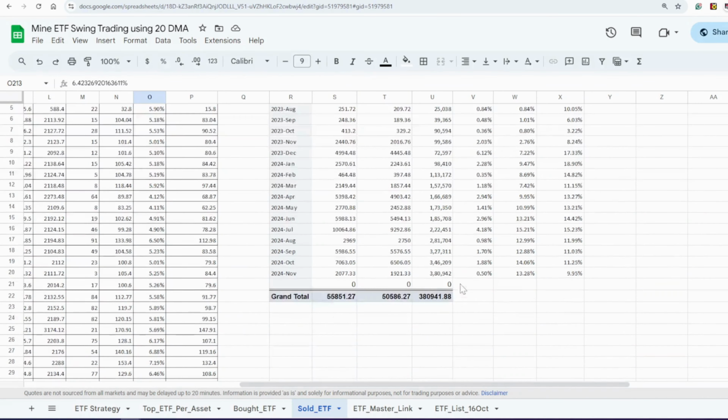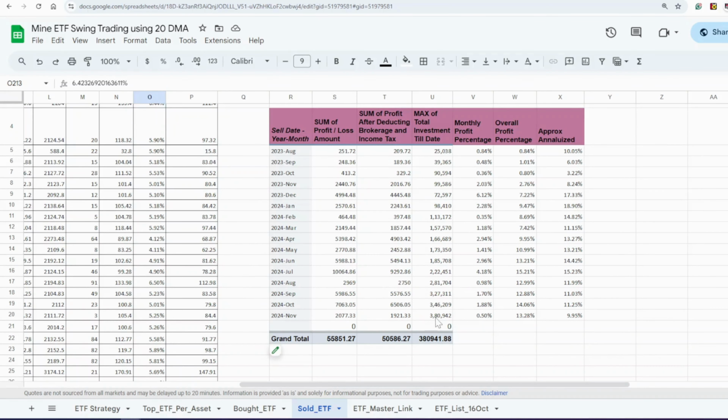And if I show you the summary, till now I have invested around 3,80,000. This investment means 3,80,000. That is, I have put from my pocket around 3,10,000, and 50,000 or 60,000 is from the amount which I have got, right? So if you see the sum of profit and loss amount, I have got 55,000 till now. That 55,000 is already added to my investment from the pocket, and then I have this 3,80,000.